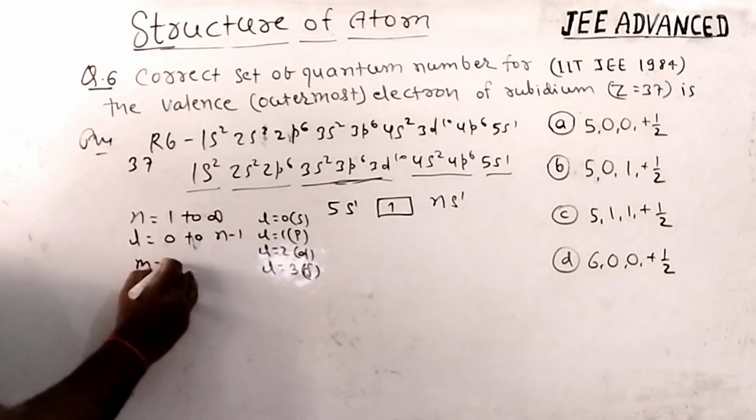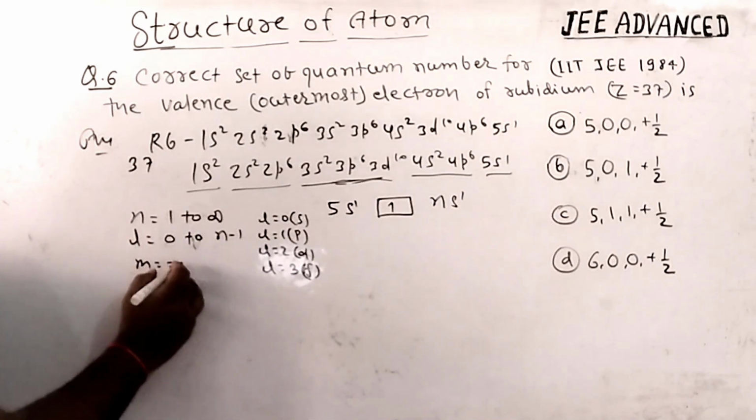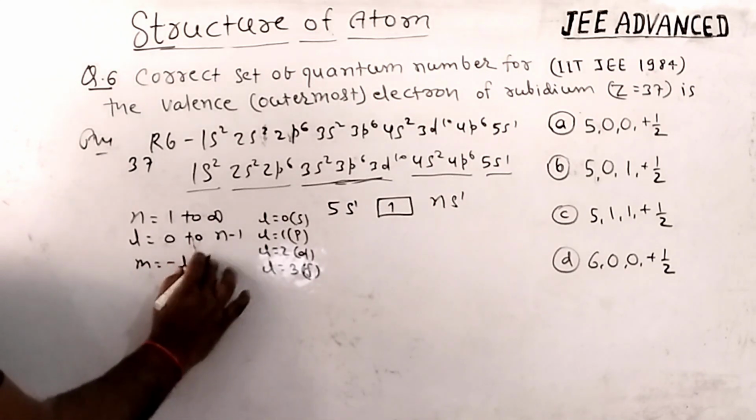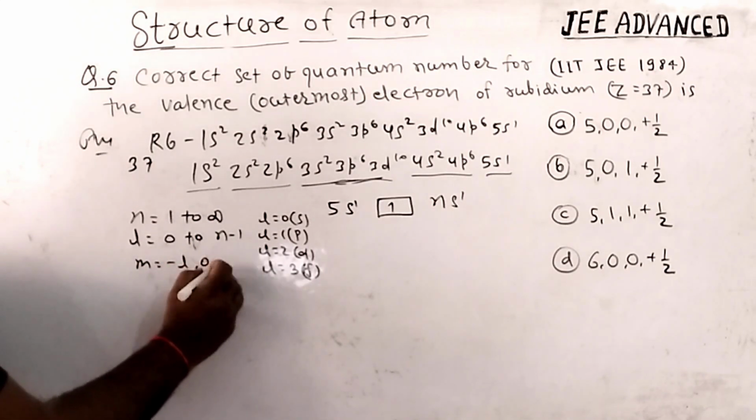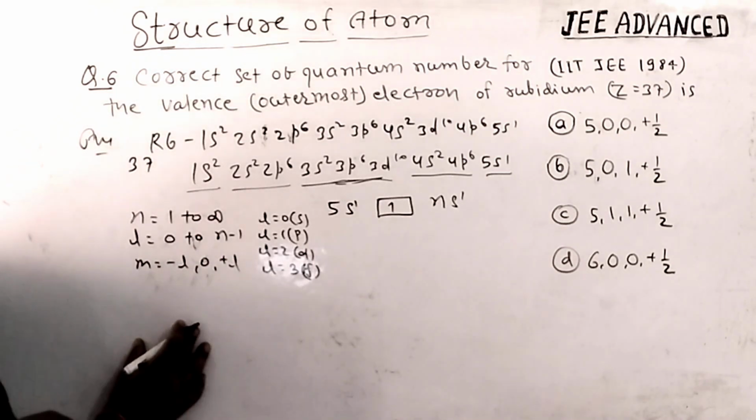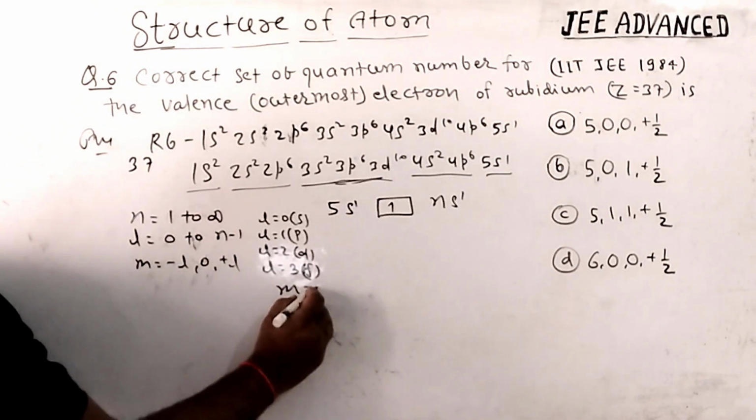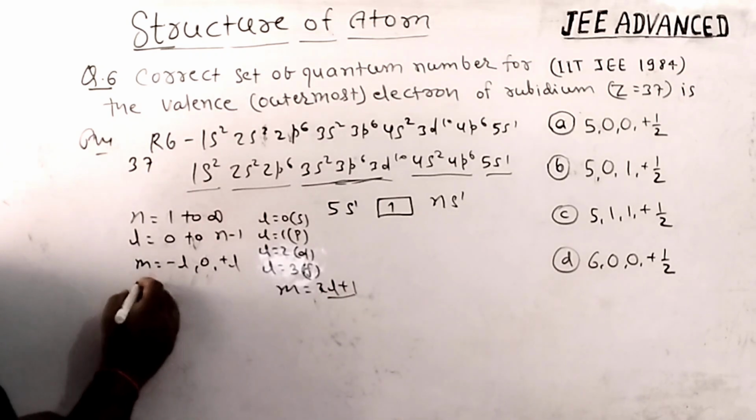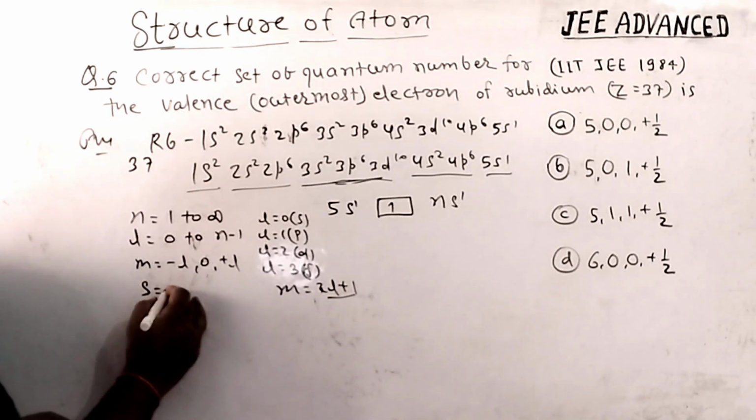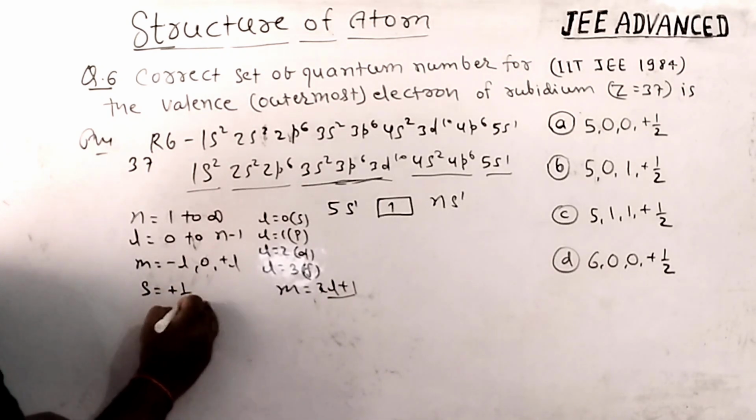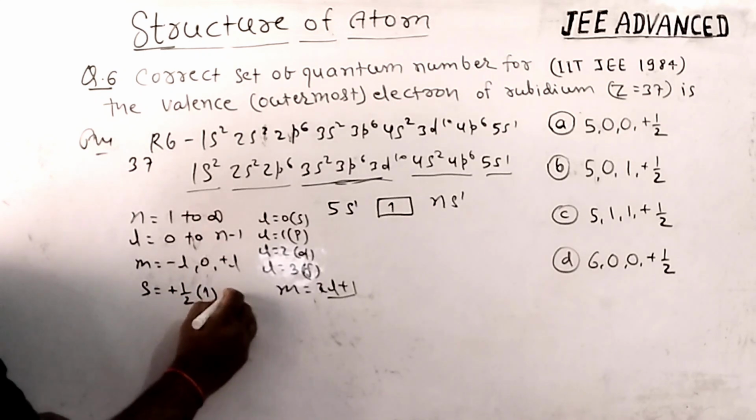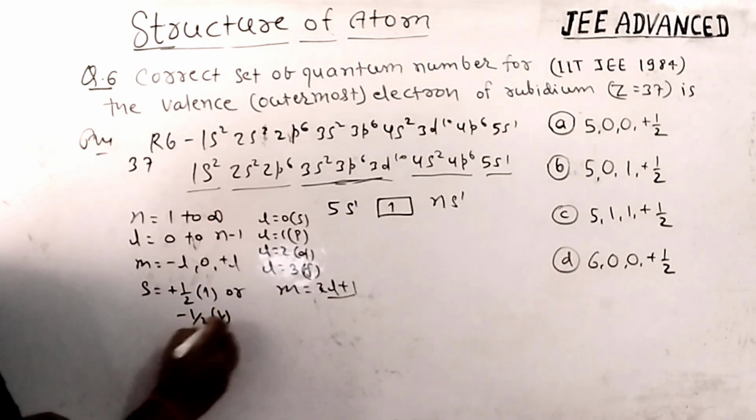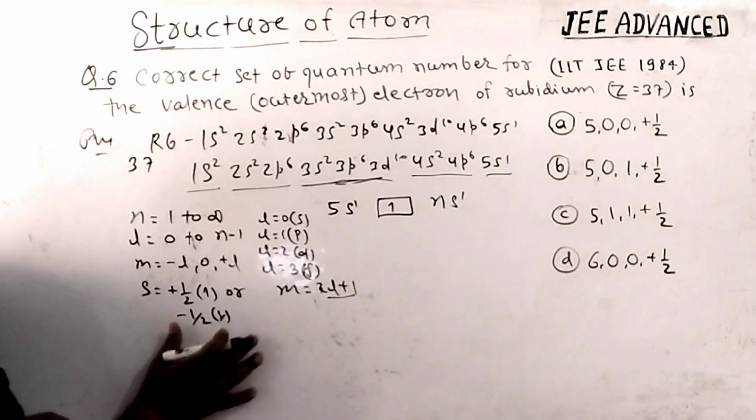Now m is the magnetic quantum number. The value of m is from minus l to 0 to plus l. Okay, the number of m values is 2l plus 1. Now s is plus half for clockwise spin of the electron on its axis and minus half for anti-clockwise spin of the electron on its axis.